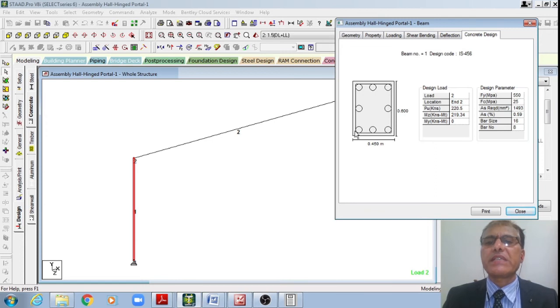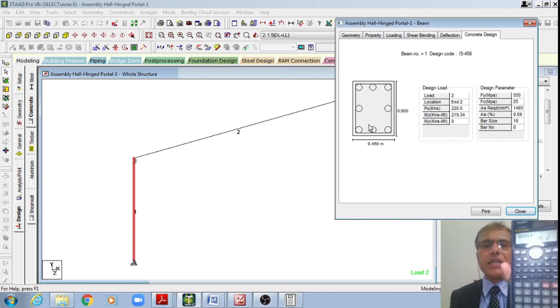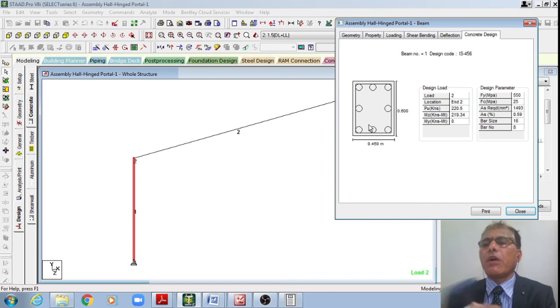1, 2, 3, 4, 5, 6, 7, 8. 8 20 mm dia bars like this, right? 8 20 mm dia bars for the column. Therefore, the provided steel is equal to 2512 as against the minimum steel equal to 2160. That is how the column design is done, student.